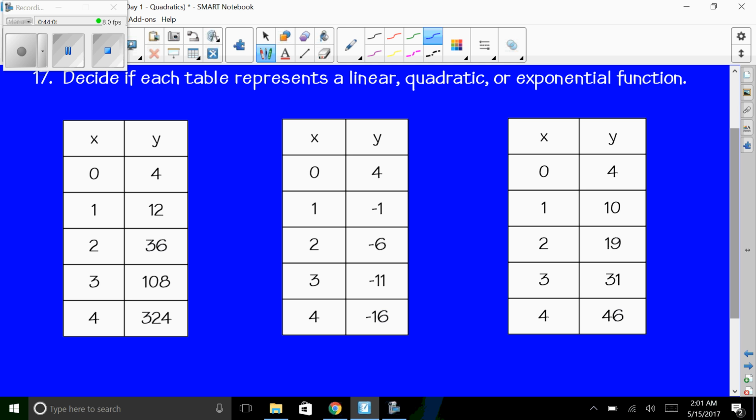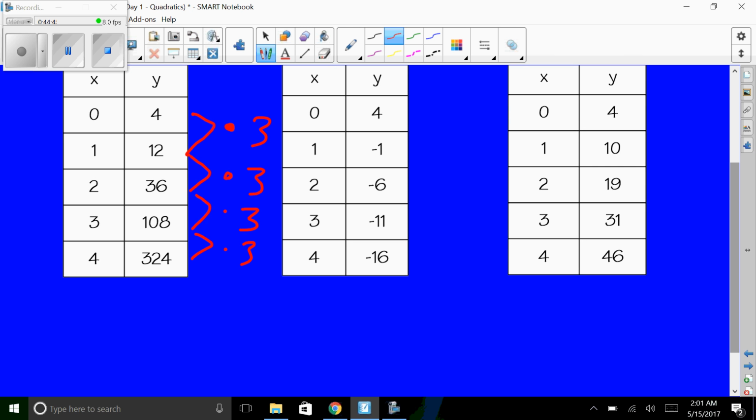Alright, so there's 3 ways to tell here. You look at how the y's change. Okay, let's look at this first graph. Alright, what do I do to a 4 to get to 12? I multiplied by 3. 12 times 3 gives me 36, and 36 times 3 is 108, and that times 3 is 324. Okay, so if you're multiplying by the same number, it's going to be an exponential graph.